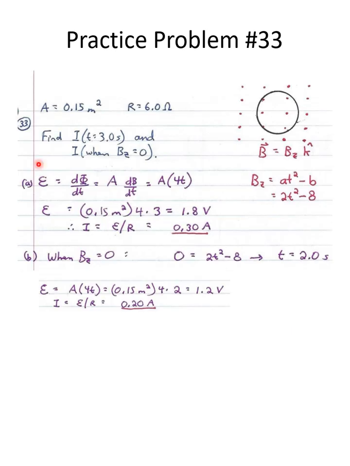Let's look at number 33. You can see my picture there to the right. It says a conducting loop with area 0.15 meters squared and resistance 6 ohms lies in the XY plane. A spatially uniform magnetic field points in the Z direction. The field varies with time according to B sub Z, so the Z component of magnetic field equals A t squared minus b, where A equals 2 Tesla per second squared, and little b is 8 Teslas. Find the loop current at time 3 seconds, and when the magnetic field in the Z direction is 0.